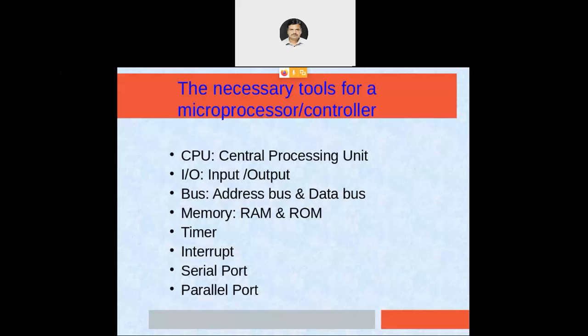Then timer, interrupt, serial port, and parallel port. These are the basic entities that have to be embedded in a controller. In case of a processor, it only includes the CPU, and all other things, like timers, are peripherals that are connected externally. Just try to understand the basic difference between the processor and controller.